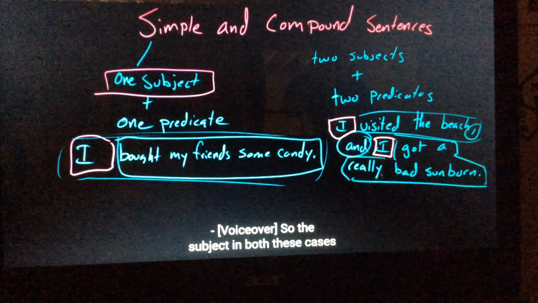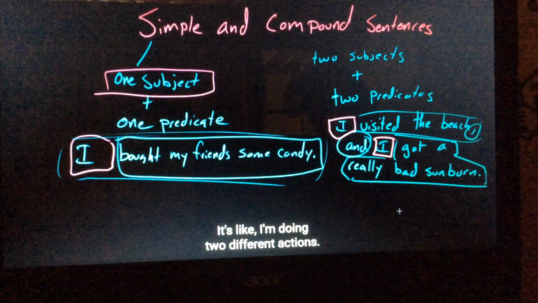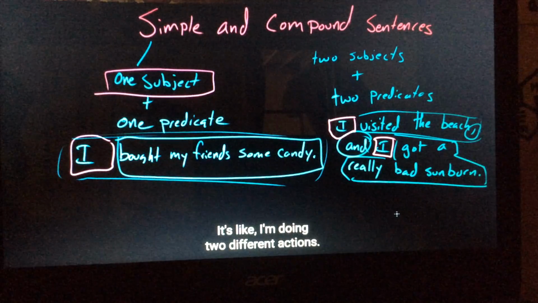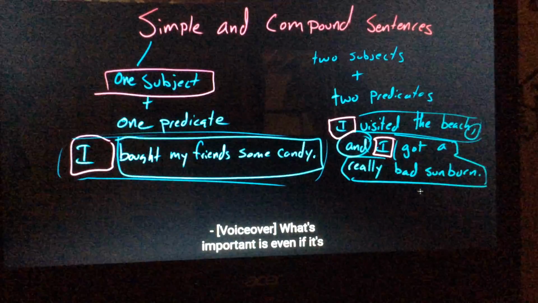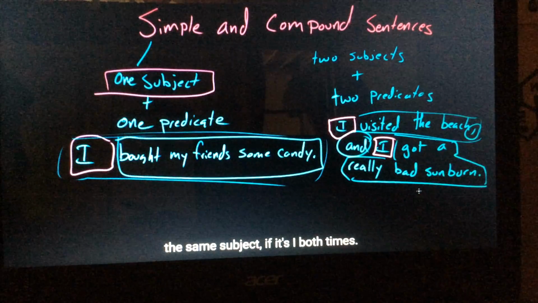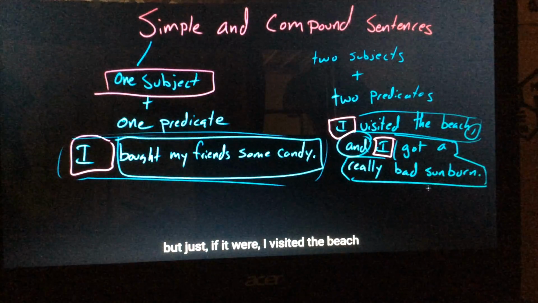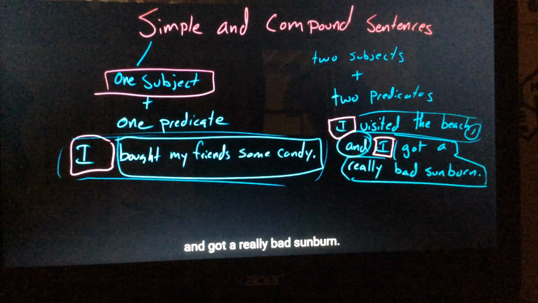So the subject in both these cases is I, right? But it's sort of separate. It's like I am doing two different actions. Right. What's important is, even if it's the same subject, if it were like, I visited the beach and got a really bad sunburn, then it would be a simple sentence.